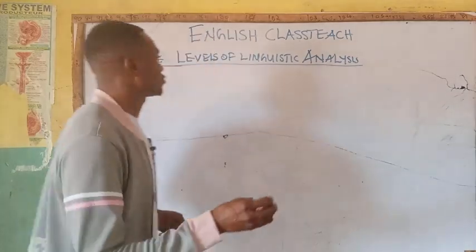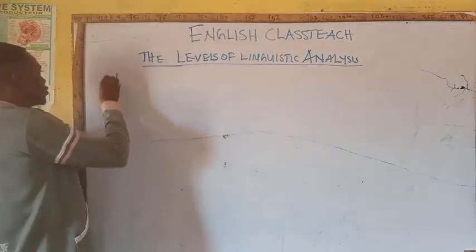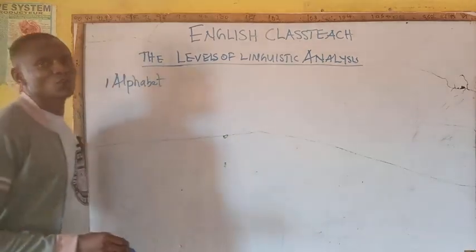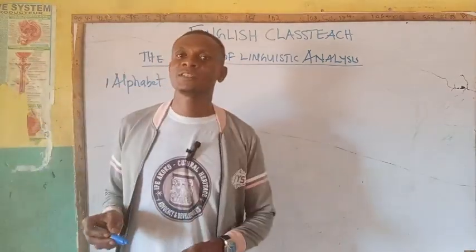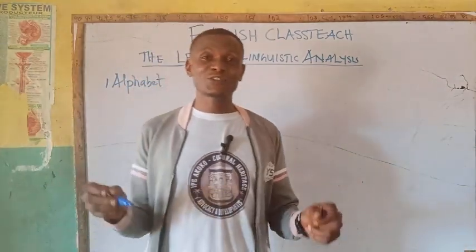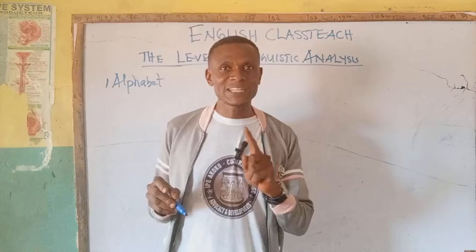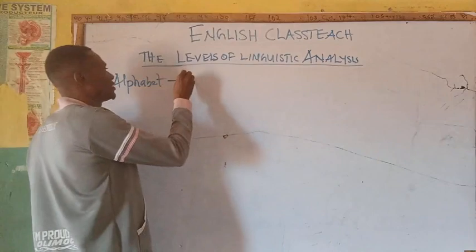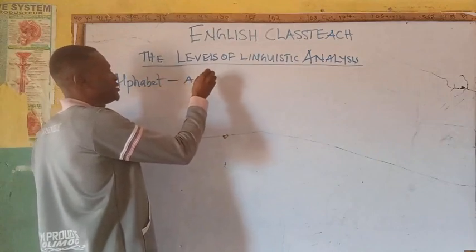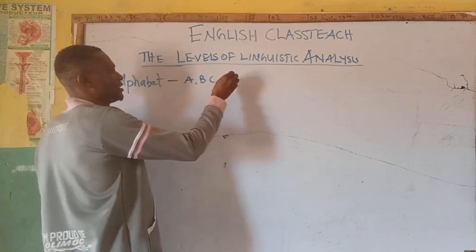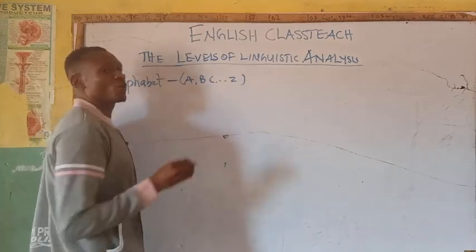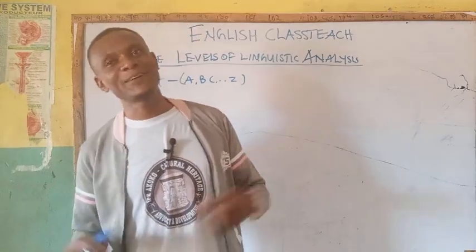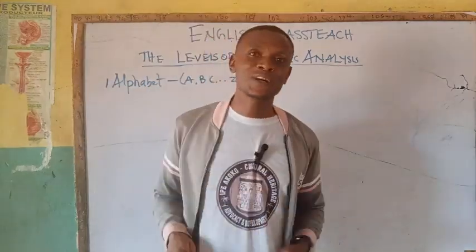Let's go. Number one, what we should consider is what we call alphabet. Alphabet is what we all know. An alphabet is the set of letters used to write a language. A set of letters. And what are these letters? A, B, C, to Z. This is what we call alphabet, as we all know. That is what we were taught in our primary school and what we are so much familiar with.